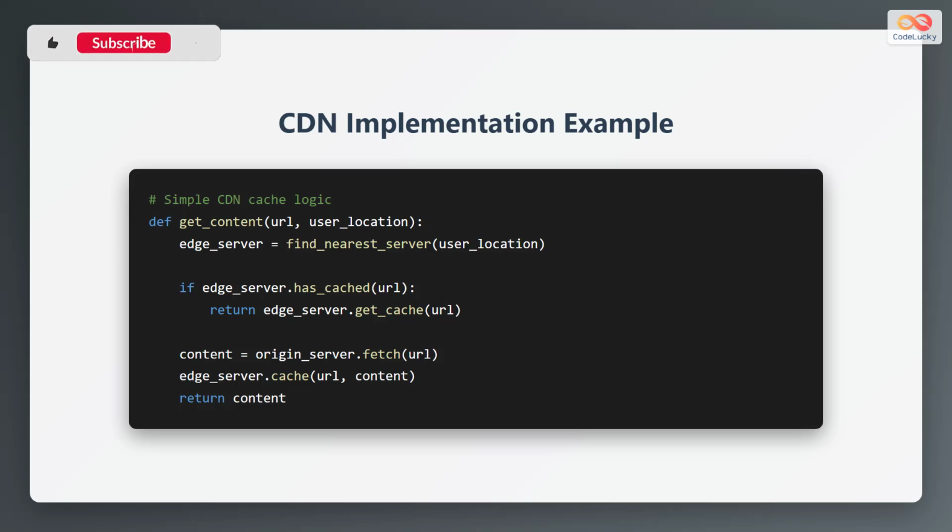If that is true, return edge server.get_cache, which takes the URL as an argument. Then fetch the content from the origin server. Content is equal to origin_server.fetch, which takes URL as argument. Then cache the content on the edge server. Edge_server.cache, which takes the URL and the content as arguments. And finally, return the content.